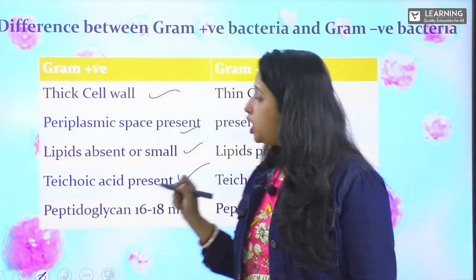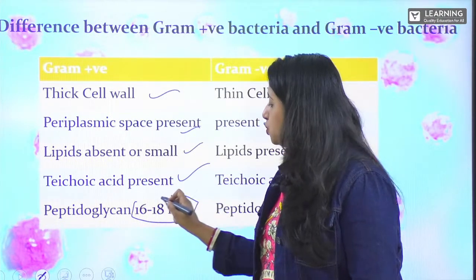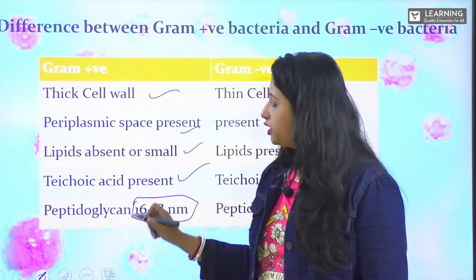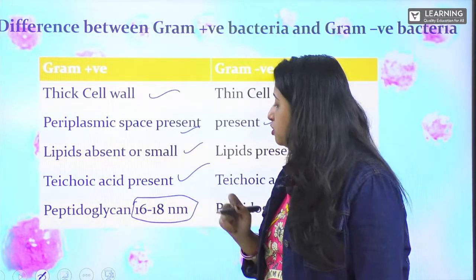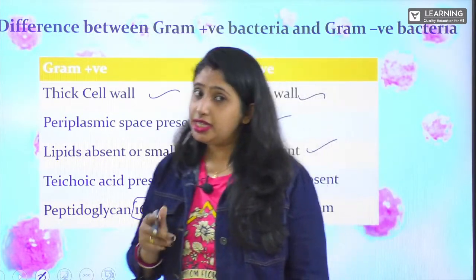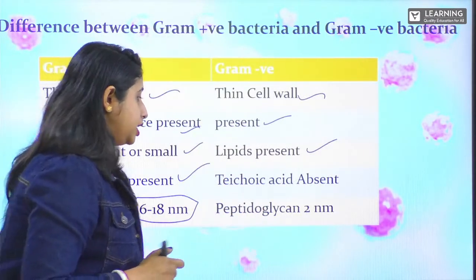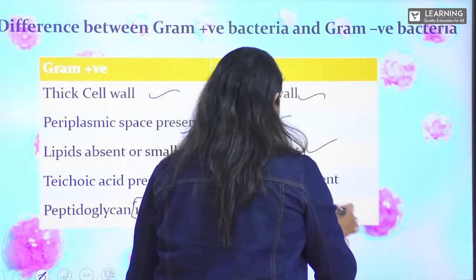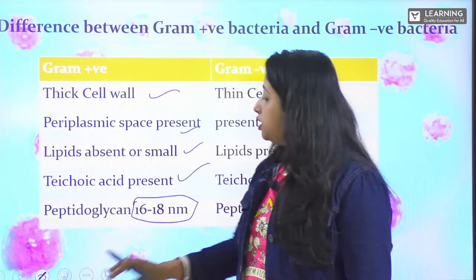Clear? And what is the size of peptidoglycan? In gram-positive, peptidoglycan is 16 to 18 nanometer, whereas in gram-negative the peptidoglycan is 2 nanometer. Is that clear? So yes, let us see how the staining is being done.